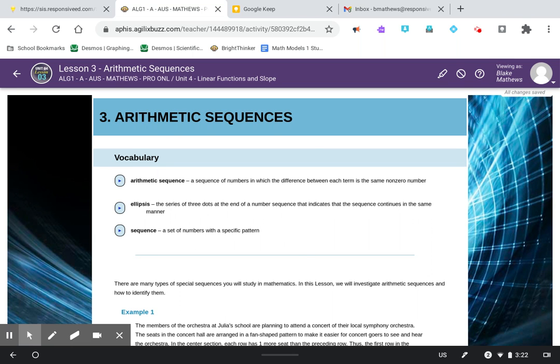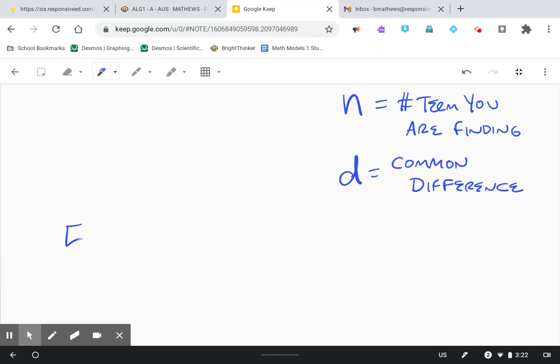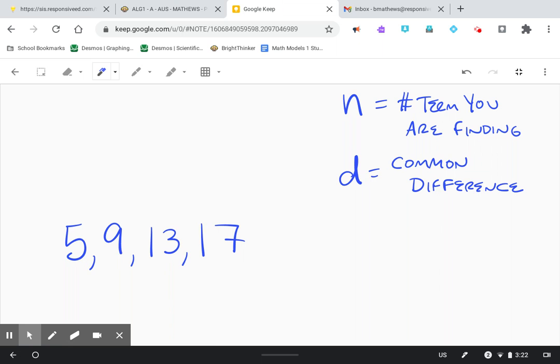All right, this is the Algebra 1, Unit 4, Lesson 3 video over arithmetic sequences. Arithmetic sequences are sequences where you've got a list of numbers and they are going up or down some consistent amount. So this would be an arithmetic sequence here: 5, 9, 13, 17, and they might continue on for any number of terms. Each one of these items is called a term.